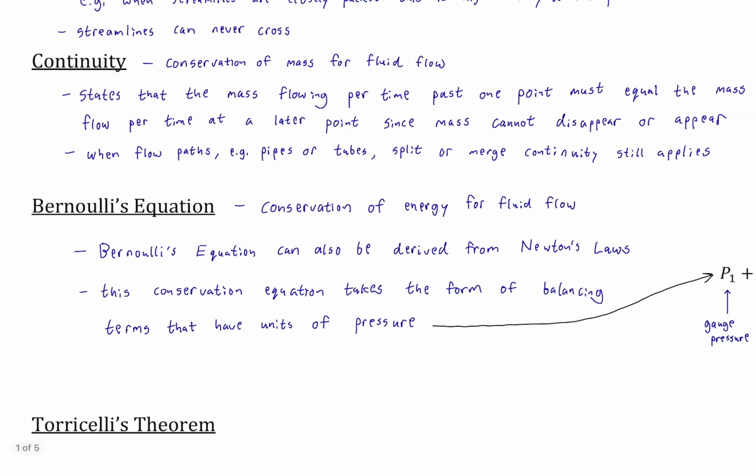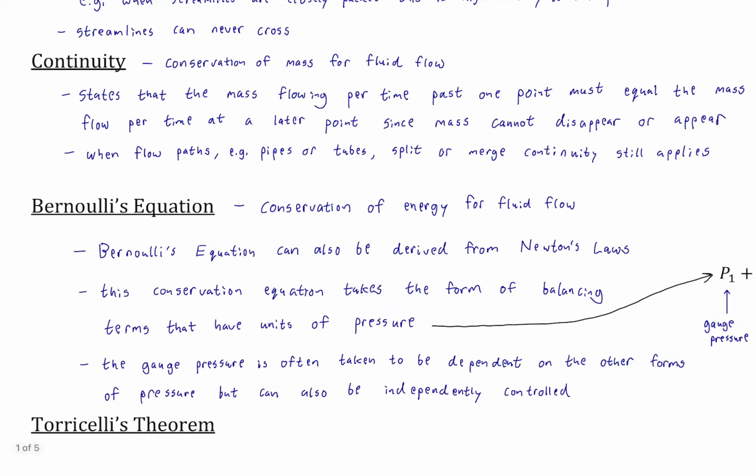So, interesting thing, in practice, the gauge pressure is often taken to be dependent on the other forms of the pressure. So usually, the fluid is moving, the fluid has a certain depth, and that's going to result in a gauge pressure. But that isn't necessarily the case. The gauge pressure could be independently controlled. You could exert pressure on the system and force the velocity to change. But in most of the examples, the gauge pressure is the thing that you find that's dependent on the other factors of the system.